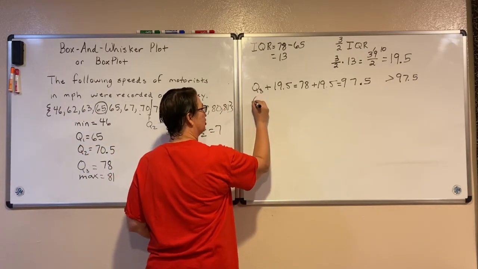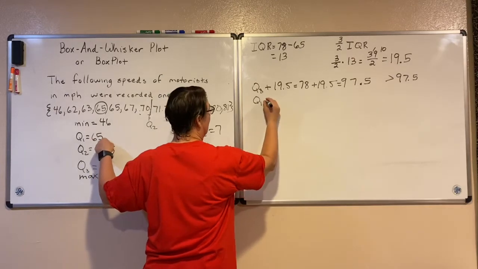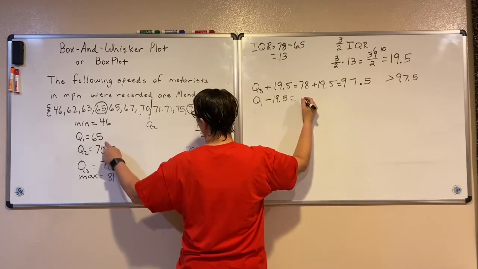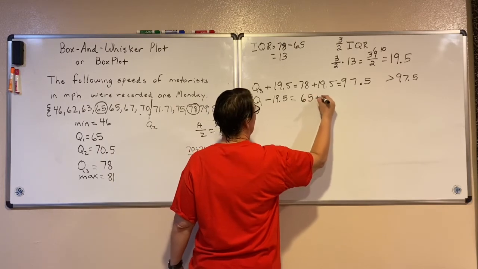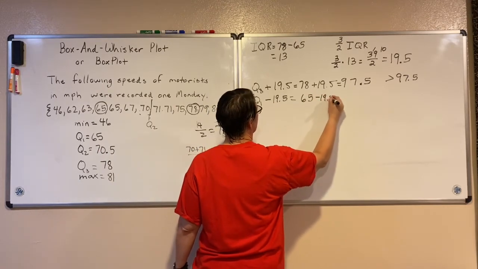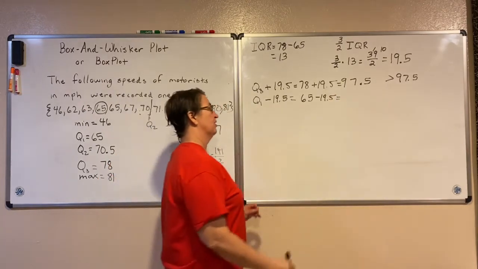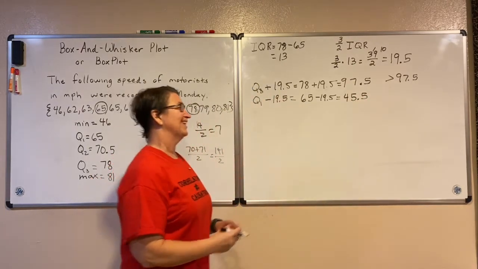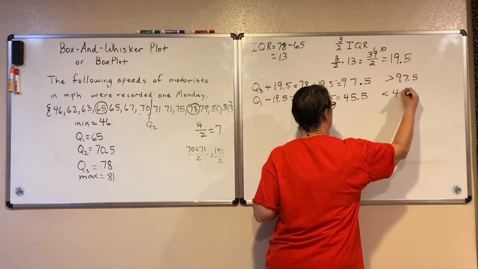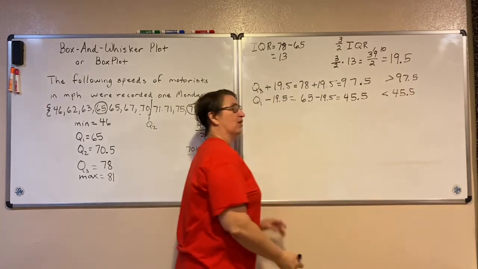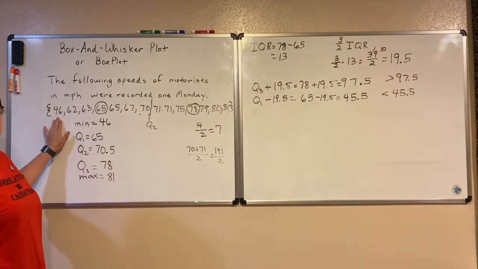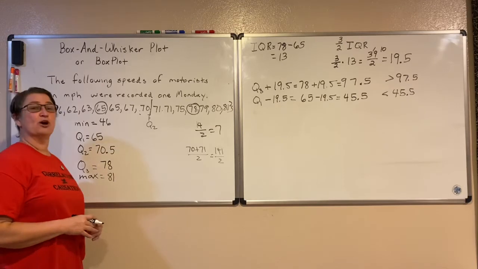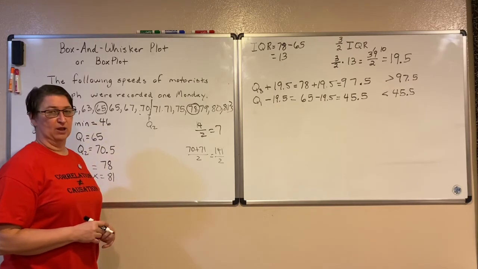So we take our Q1, that bottom quartile, and subtract off the 19.5, 1.5 of those IQRs. My Q1 is 65, and I'm subtracting almost 20. So it's going to take me down to almost 45, but not quite. 45.5. So anyone who's traveling less than 45.5 is going to be an outlier. Oh, so that 46 is not an outlier. It's barely not an outlier, but by our definition, that's not too slow. So we don't have any outliers for this particular box plot.